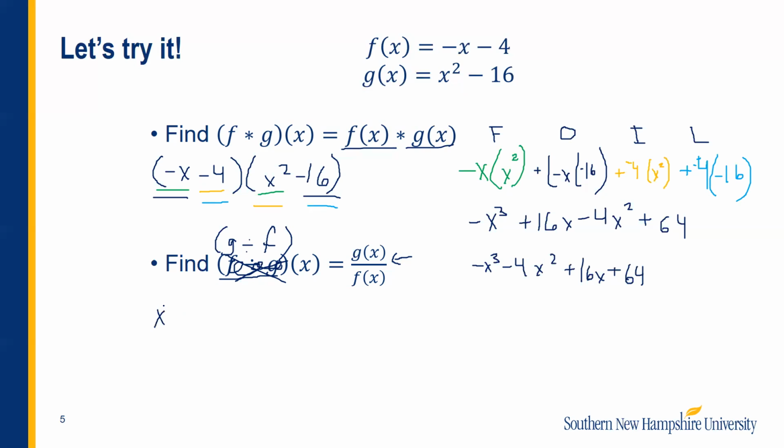So g is x squared minus 16, and that's going to be divided by negative x minus 4. So thinking about what we can do from here, we have to think about how we can reduce this to its factors. So x squared minus 16, how can that be reduced to its factors? If you know, take a second and pause it and try and figure out what you think the factors of x squared minus 16 would be.